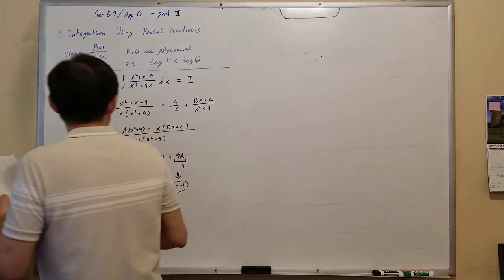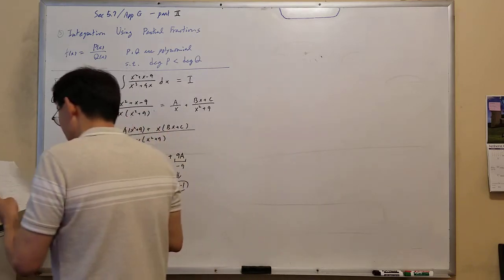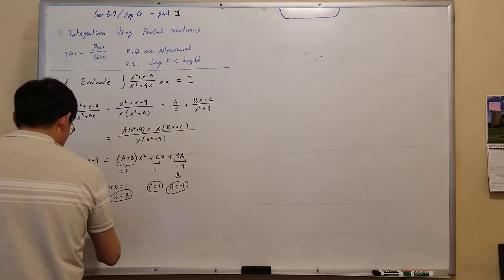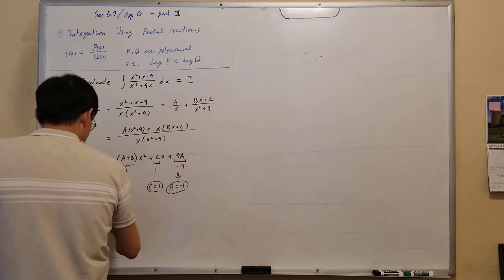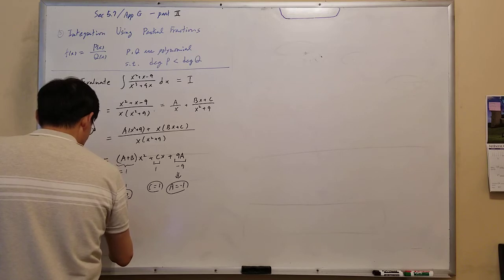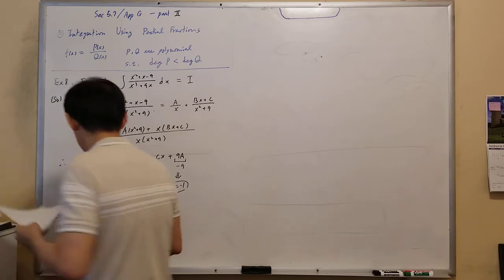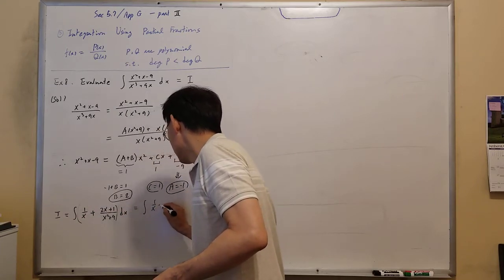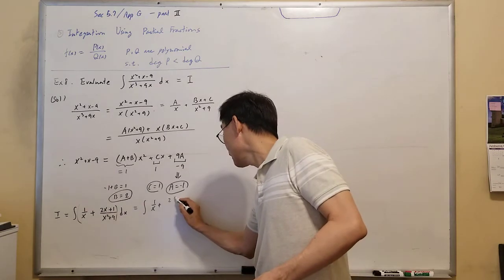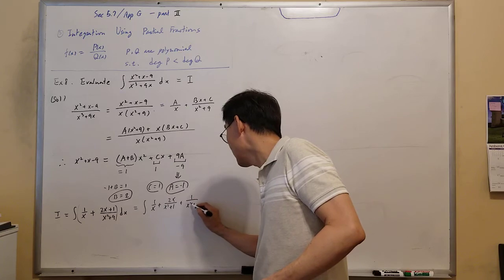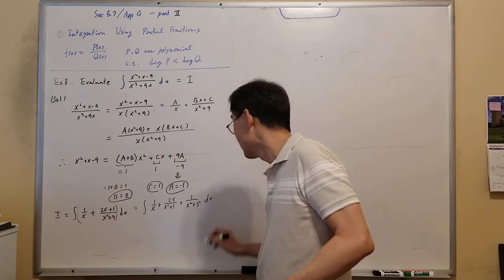So your integral I will be the integral of a equals negative 1 minus 1 over x, and b equals 2x plus 1 over x squared plus 9. Now, you've got to be careful here. This one, you want to split: 2x over x squared plus 1, and 1 over x squared plus 9, which is 3 squared, dx.